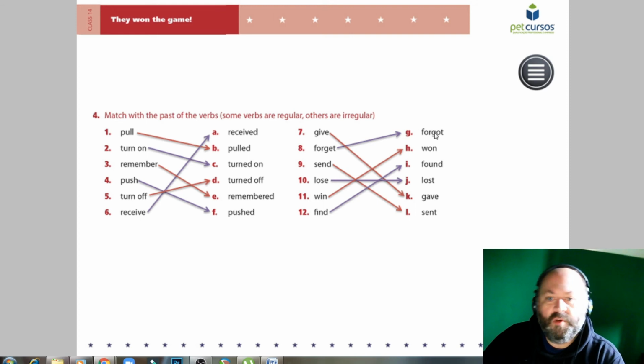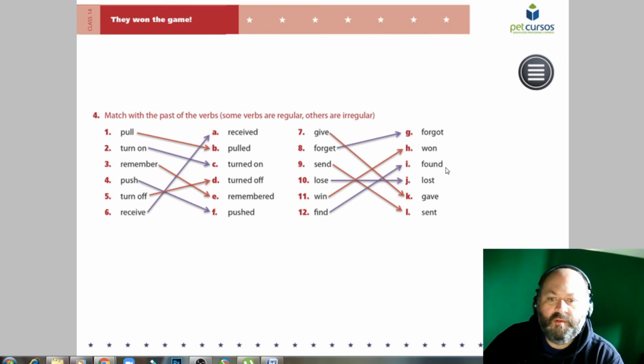Forget, forgot. Send, sent. Lose, lost. Win, won. Find, found. Okay, one more time. Let's repeat. Give, gave. Forget, forgot. Send, sent. Lose, lost. Win, won.